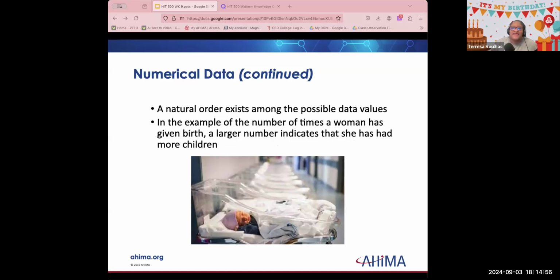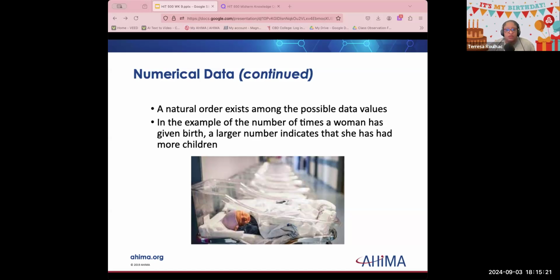Now, data values have a natural order. A higher number of births means a woman has more children, right? The difference between 1 and 2 births is the same as the difference between 4 and 5. The births are going to be whole numbers.